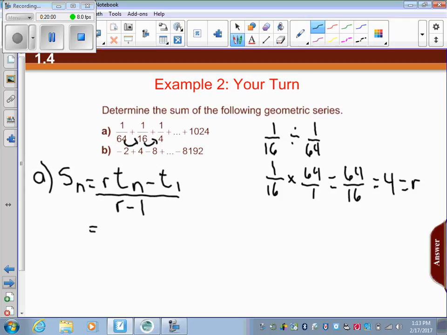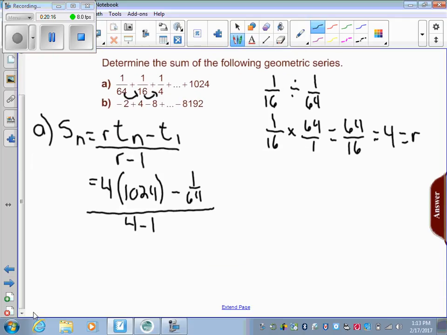So I put that in, 4. My Tn is 1,024. My T1 is 1/64, all divided by 4, take away 1. Simplify a bit. 4 times 1,024 is 4,096, minus 1/64, all divided by 3.